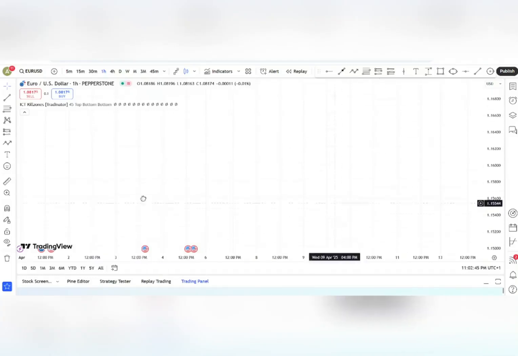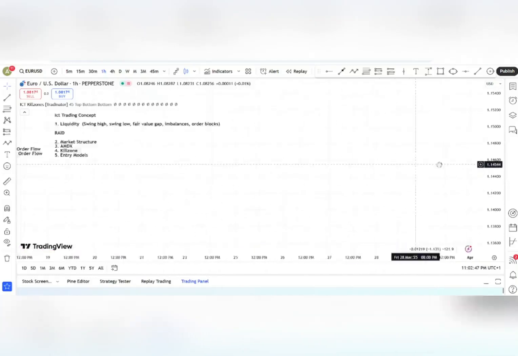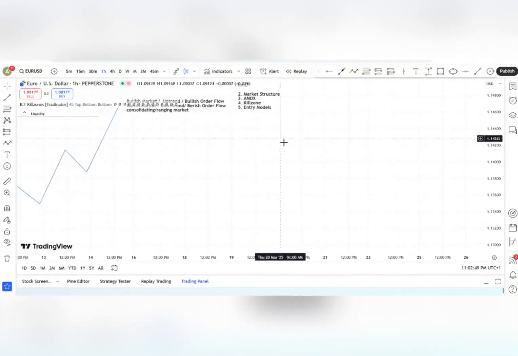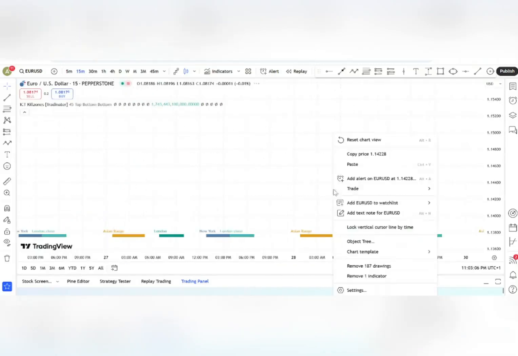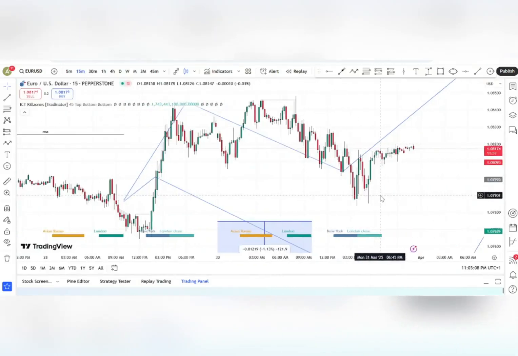The last concept is ICT entry models. Yeah, so ICT entry model. Let's add everything together. We will add liquidity, raid, market structure, AMDX, Q zone, entry model. So the entry model is the end product of adding all of this. So let me say, as a day trader, using today's trade setup.